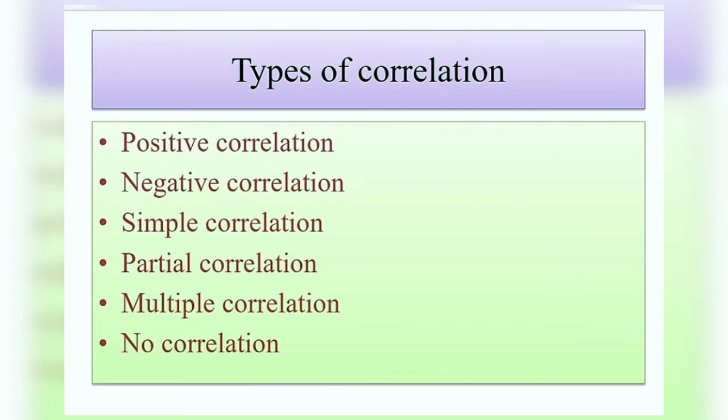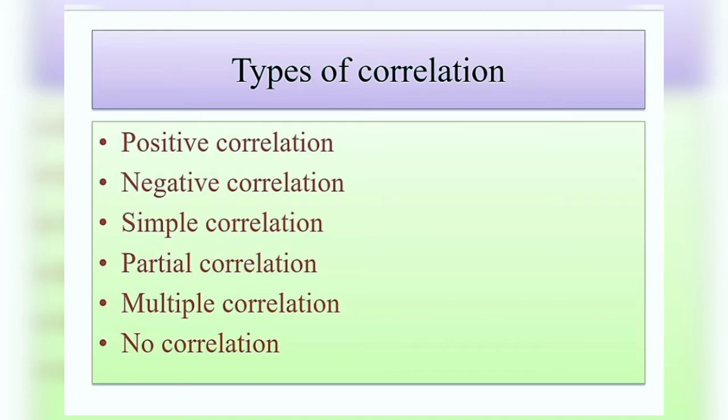The negative correlation. In the negative correlation, we take two variables x and y. Here, the values of the two variables change in the opposite direction, that is called negative correlation. Here, the positive and negative correlations are called simple correlations.